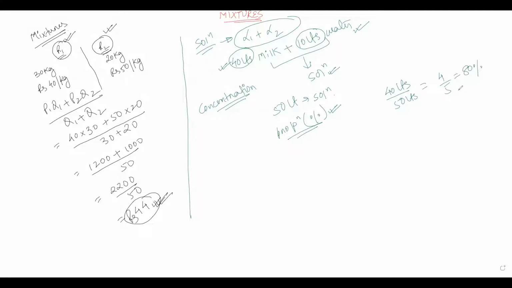So that means out of every 5 liters of the solution, we have 4 liters of milk, or we can say that the concentration of the solution is simply 80%.